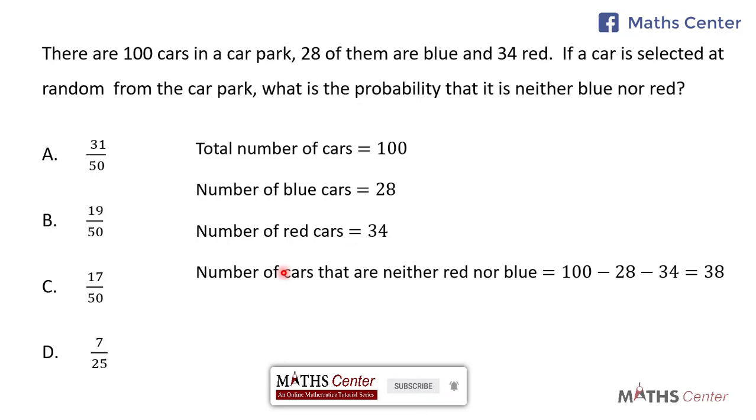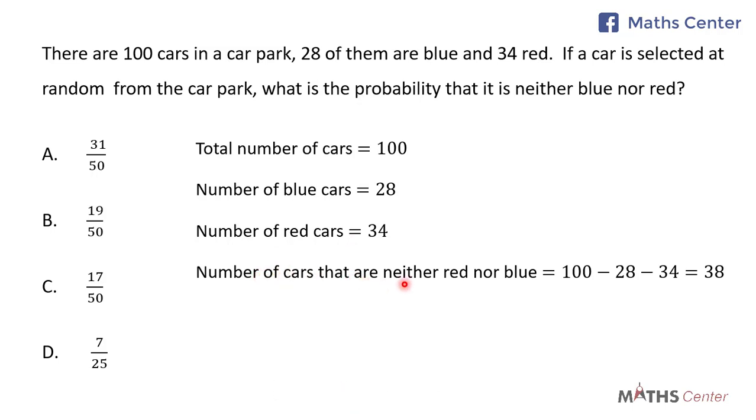It means that the number of cars in the car park that are neither red nor blue will be equal to the total number of cars, which is 100, minus the number of blue cars, which is 28, minus the number of red cars, which is 34, and that will give us 38. This means that there are 38 cars in the car park that are neither blue nor red.